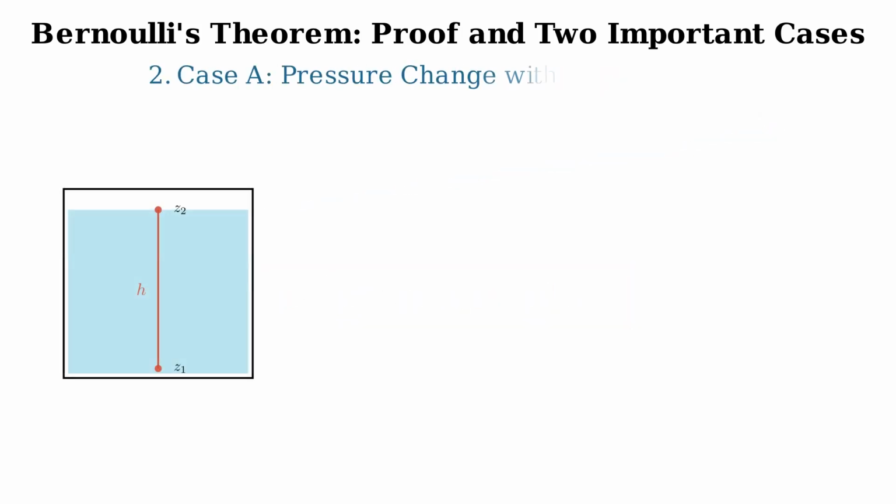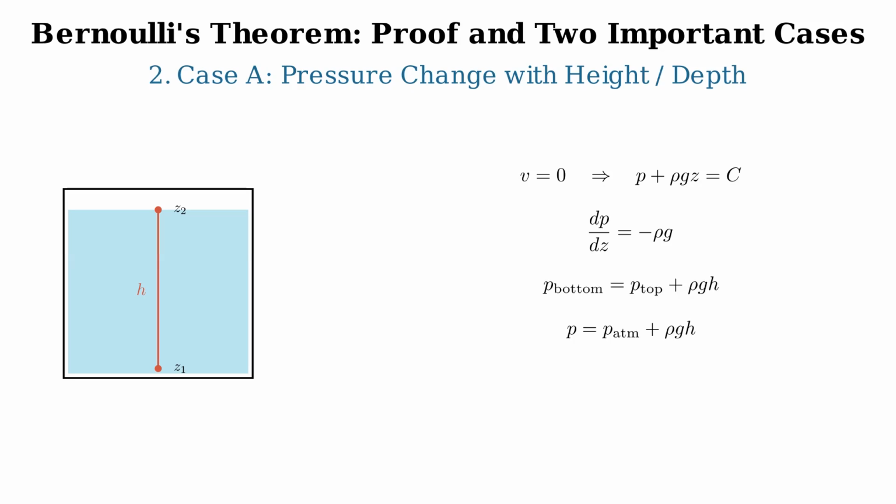Now apply Bernoulli's equation to the first case, a static liquid column or an open tank. If the fluid is at rest, the velocity is zero everywhere. Bernoulli's equation reduces to P plus rho g z equals a constant. Taking a small height change gives dP/dz equals minus rho g. This means that with upward vertical coordinate z, pressure decreases as you go upward. This is where the height convention matters.